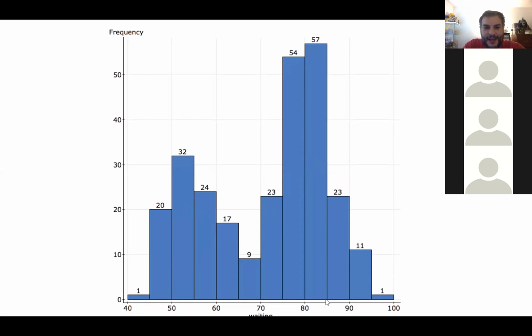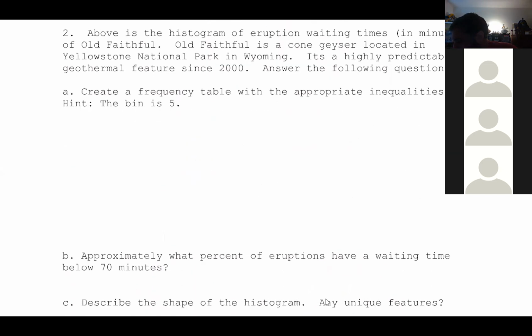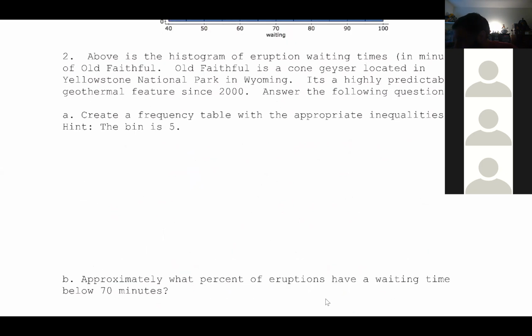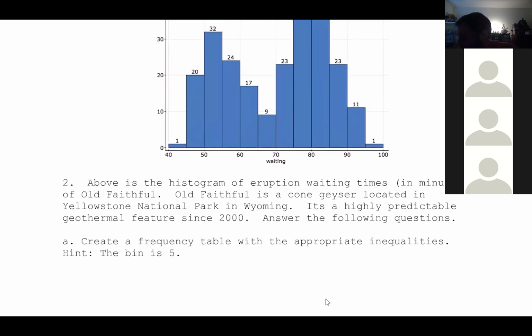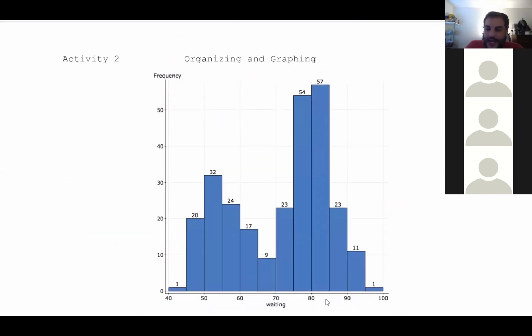Any other questions? Yeah, what's up? I have a question for 2B. Are we just adding them, everything below 70, or are we adding them and then finding an actual percent? Yeah, for this one, you're going to find an actual percent. Because if you look at the top, these are the frequency, correct?